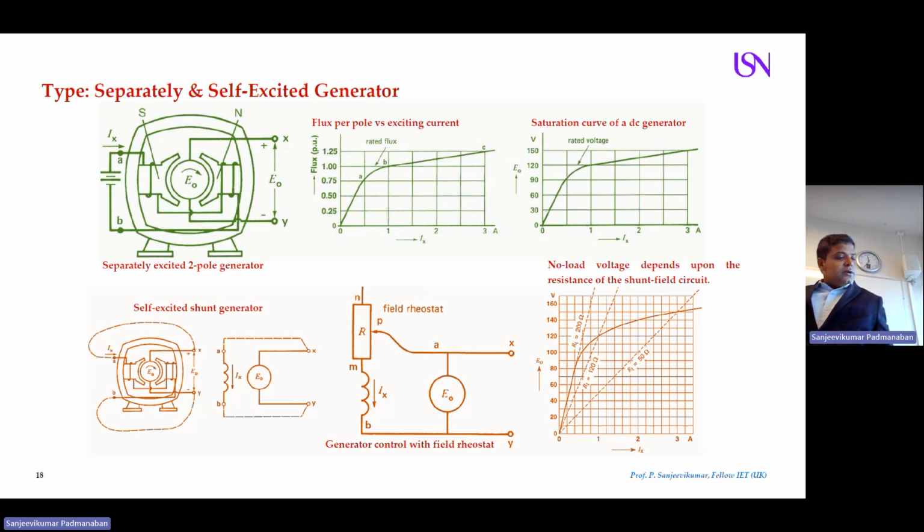What is the meaning? No load means I will not connect anything here. This is just open circuit. It's clear to you? Under no load condition, I get these characteristics. What happens in the loaded condition, we will see later.